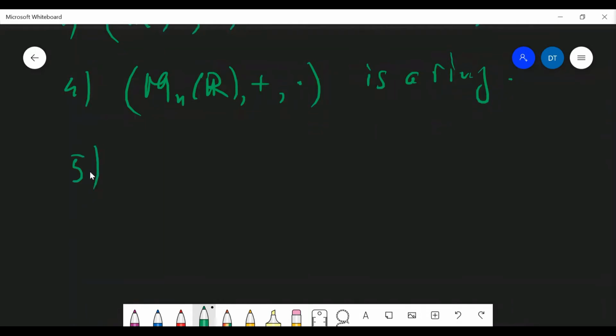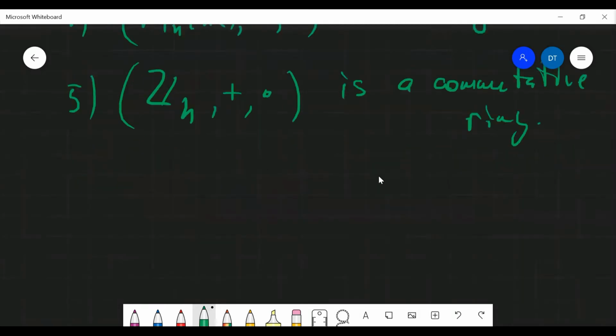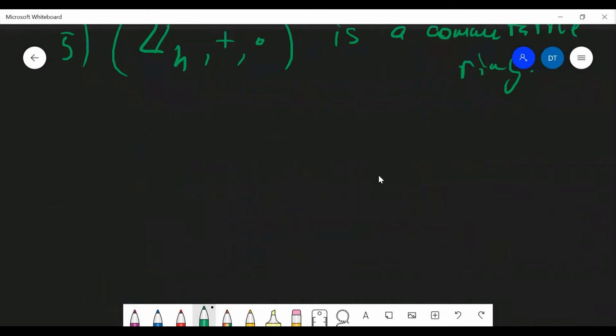Then another example is the set of remainders modulo n with addition and multiplication modulo n. This is also a ring, and this is a commutative ring. So we didn't use all the properties of this structure. We just dealt with Zn with addition specifically. But now, as you can see, we can even add another operation, and the whole structure is a commutative ring.